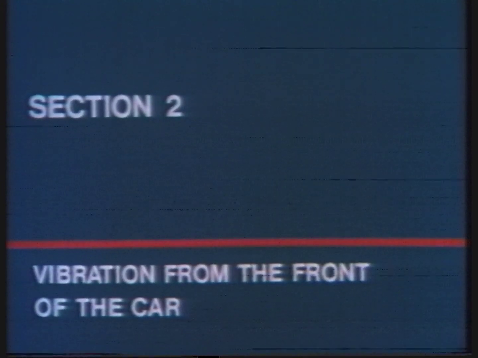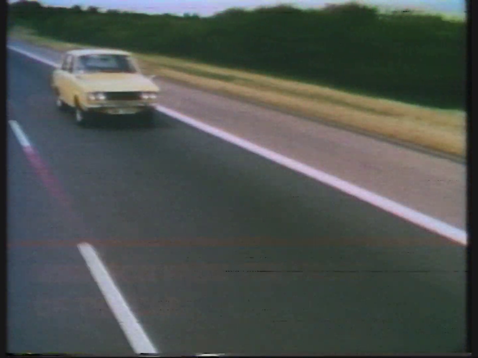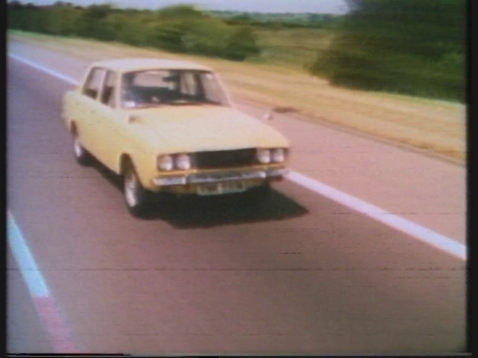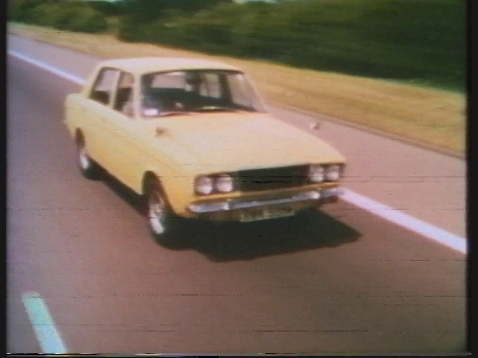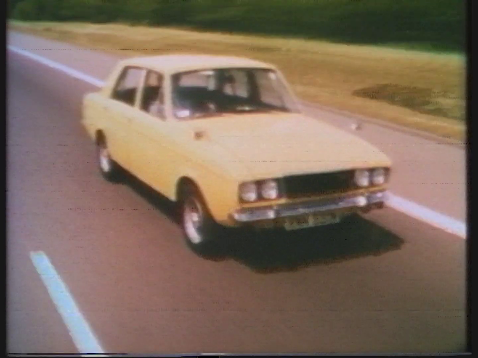Section 2. Vibration from the front of the car. Remember, in the introduction to this program, we stressed the need for a careful step-by-step elimination of likely faults. So break down the road test report into sections. Does the vibration come from the front or rear of the car? Dealing first with the front, does it occur all the time or only at certain speeds?